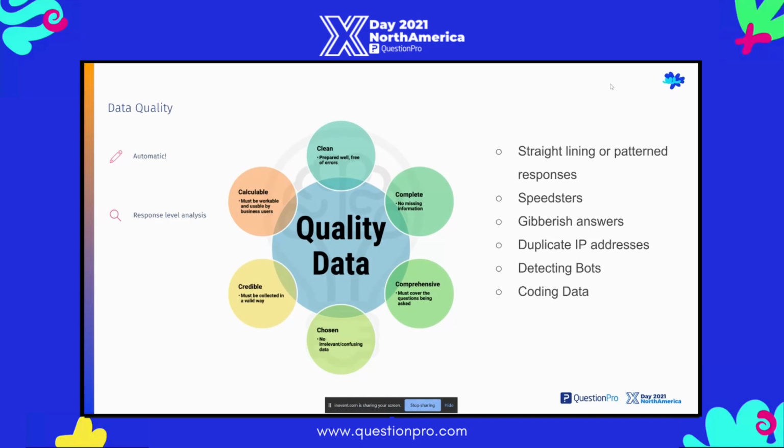So things we're trying to prevent are straight lining, speedsters, gibberish answers, and continue to invest in that, along with systematic type of attributes, which comes from what we call IP addresses and machine fingerprinting. We are also introducing one more layer, which is even before it hits QuestionPro, to detect bots, so that we prevent bad data from coming in.